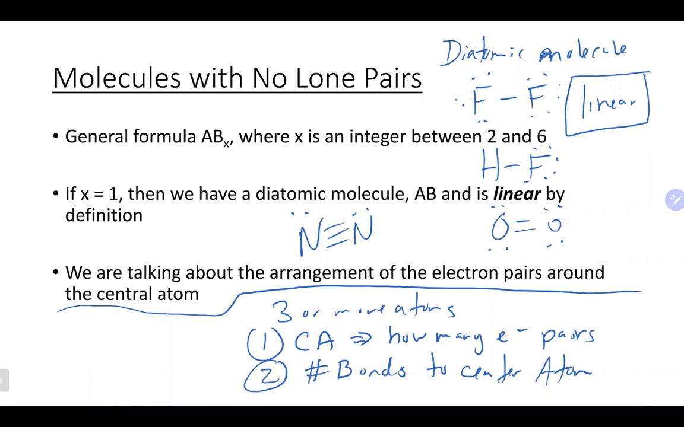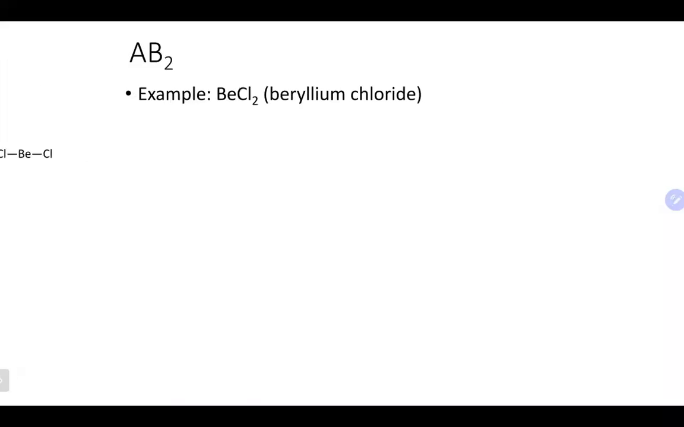Most people can't see it 3-dimensionally in their head. Me either. So the best thing is to draw a correct Lewis structure, count up the electron pairs, count up the bonds, and go, okay, I got 3 electron pairs, that's this geometry. 3 electron pairs, 2 bonds, that's this molecular geometry. So let's take a look at our first example, which is beryllium chloride.